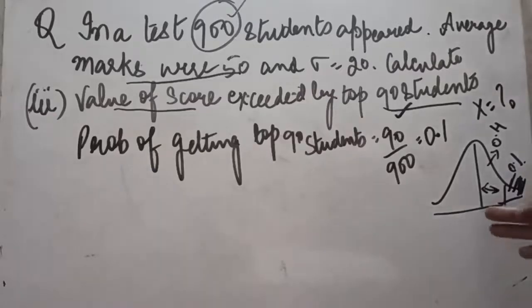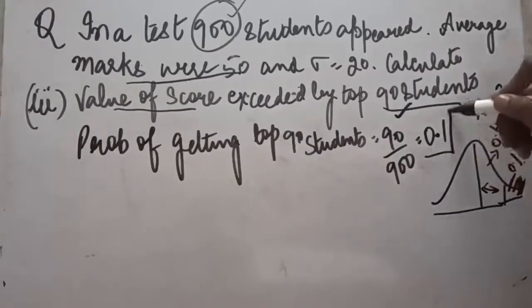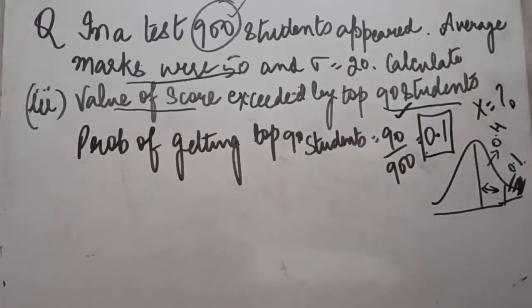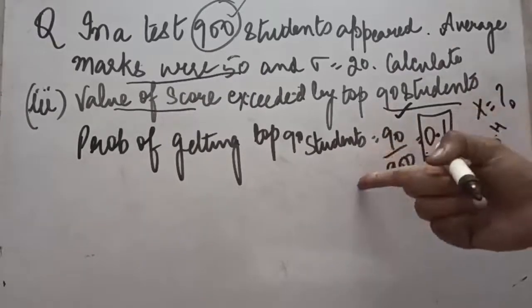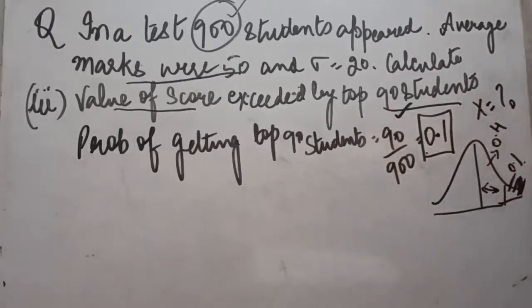As we know, the area on either side of the normal distribution curve is 0.5, and this is our table value. Because earlier, we used to see the table value, then we used to show our answer. It means this is our table value. So this is the table value of this portion. But if we have to see the table value of this portion, this is 0.4.